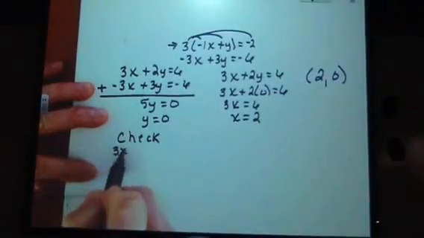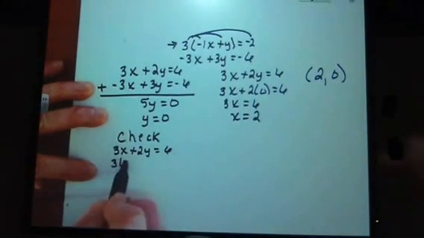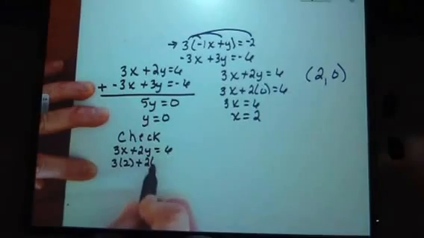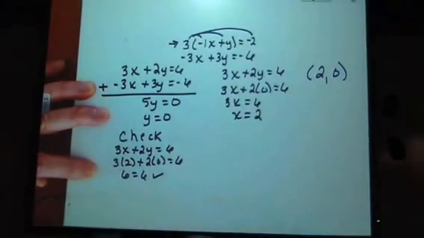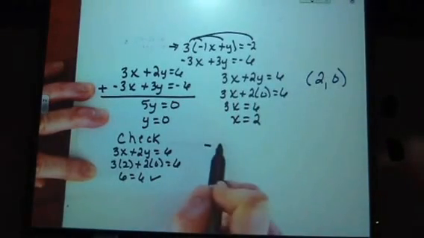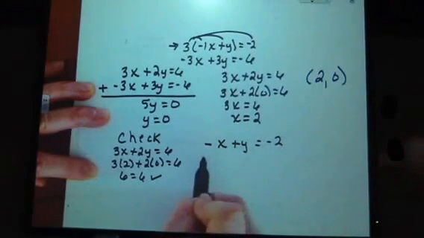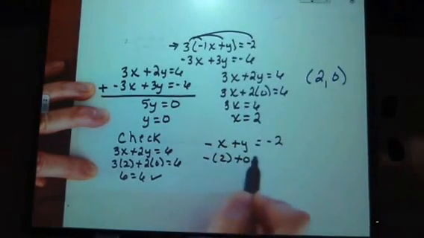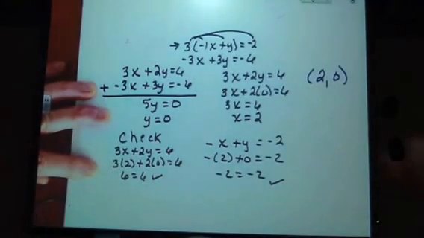So for my first equation, x is 2, y is 0. For my second equation, x is 2, y is 0, and they both check out.